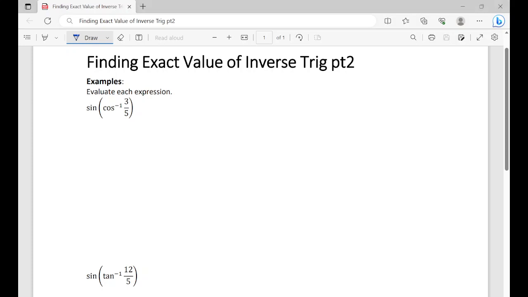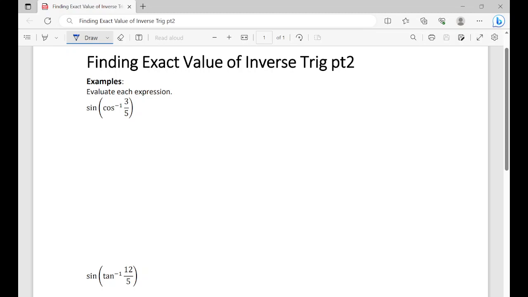In this video, I'm going to show you how to find the exact value of each expression. So first we have sine of arc cosine of 3 over 5. A lot going on here, but not sure what to do. First things first is work with what's inside the parentheses. We need to figure out this.